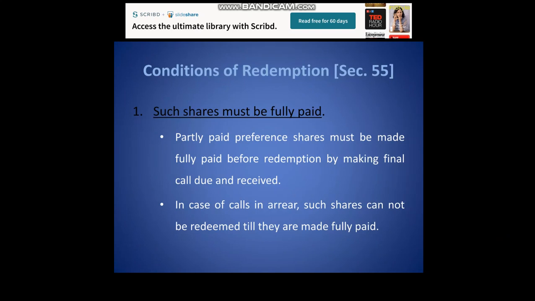Conditions of redemption: such shares must be fully paid. Partly paid preference shares must be made fully paid before redemption by making the final call due and received. In case of calls in arrears, such shares cannot be redeemed till they are made fully paid.